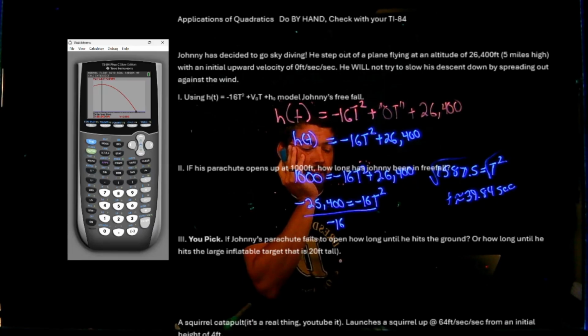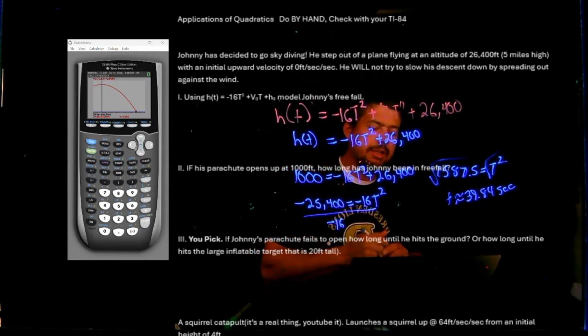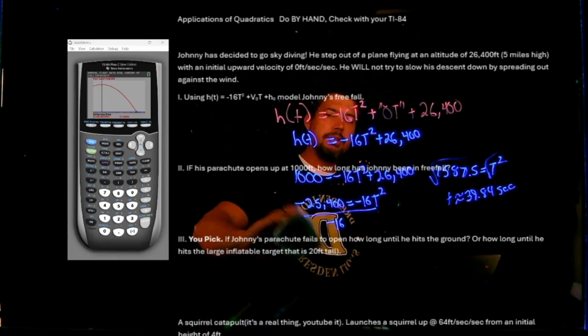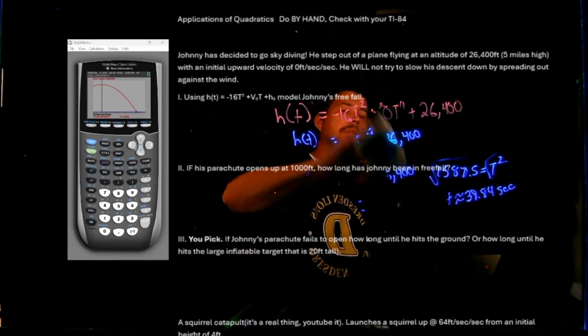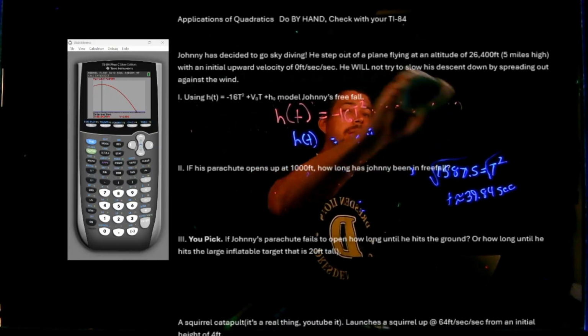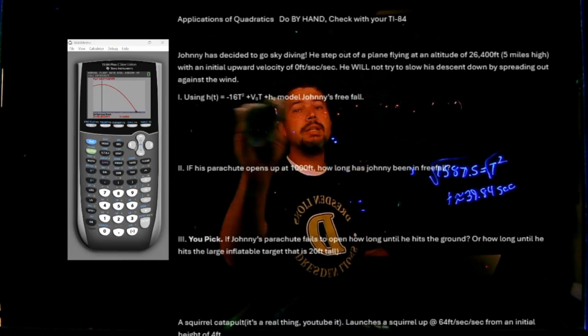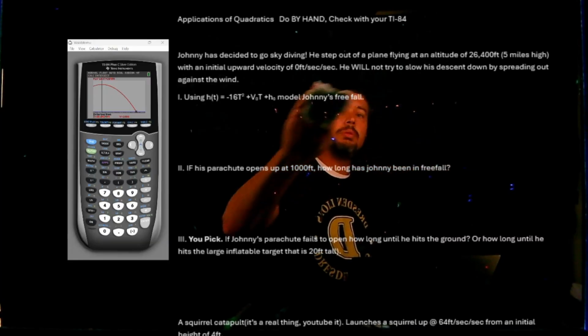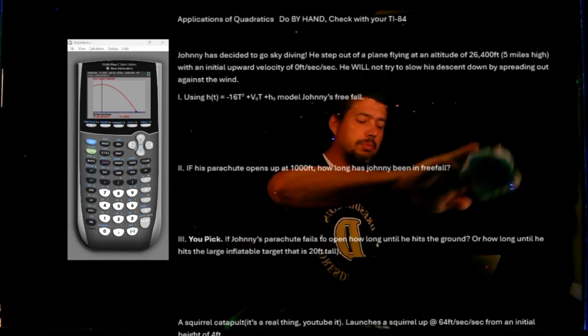All right, the second one, I'm gonna let Johnny live, so his parachute's gonna open up at 20 foot, okay? Or sorry, his parachute does not open, but he smashes into an inflatable that is 20 foot tall. You are more than welcome to use the ground, which is 0 feet tall.